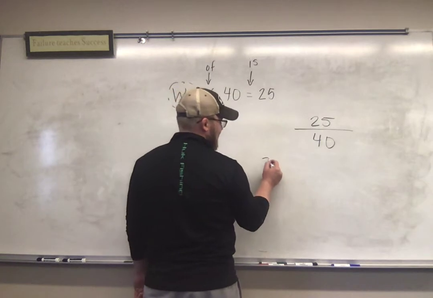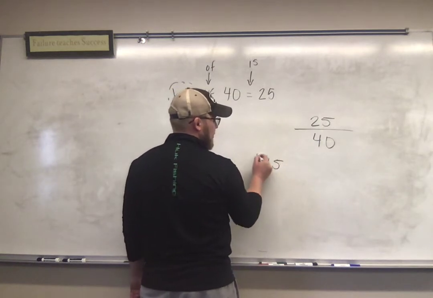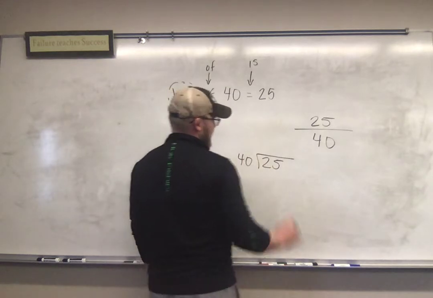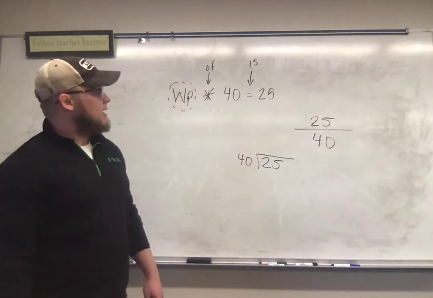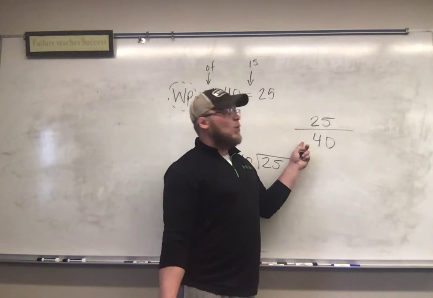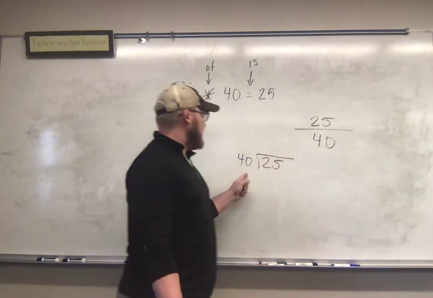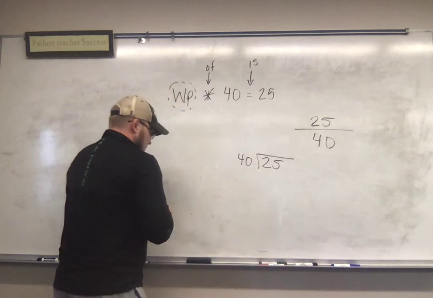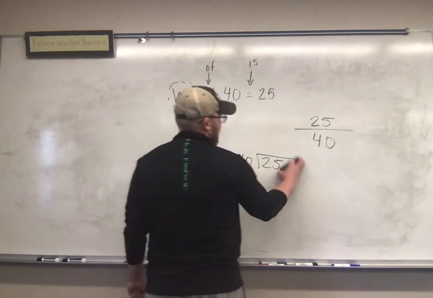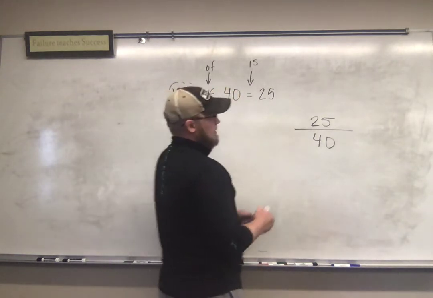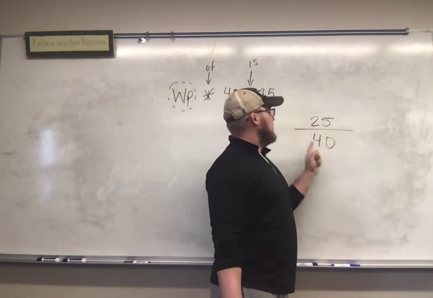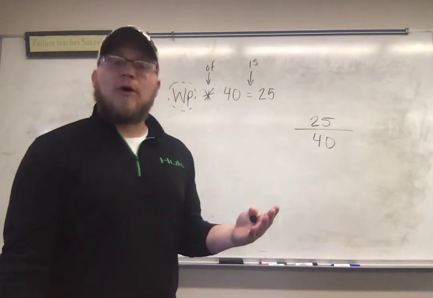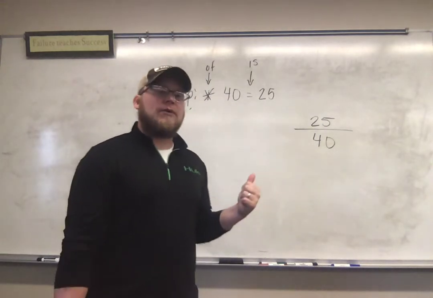So I'm going to go 25 divided by 40. And actually, what would be smarter than this is just a fraction. We could reduce this fraction and then divide it so we don't have to divide bigger numbers. Let's do it like that. That would make more sense. There's a common factor that goes into both of those, so we can reduce.